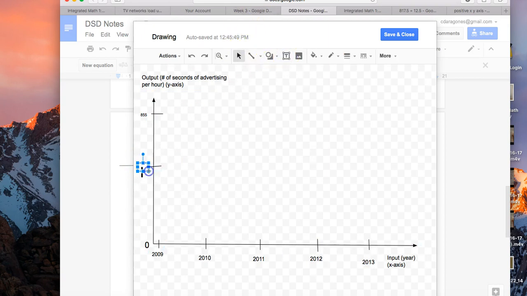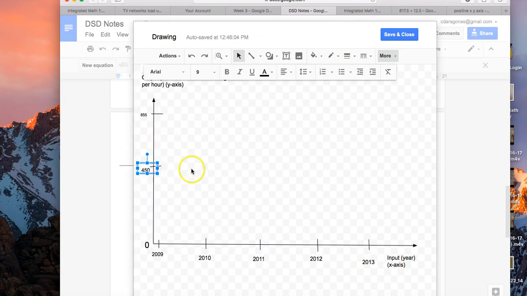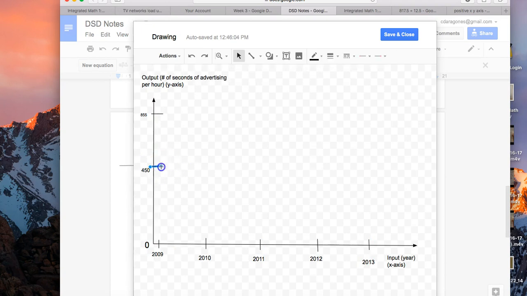So right here is about 450. Stretch this out so it fits. Okay, let me straighten this out. So about halfway is about 450 seconds. I'm just going to leave it. Okay, and then halfway between that is about another 200 seconds, which is at 650.